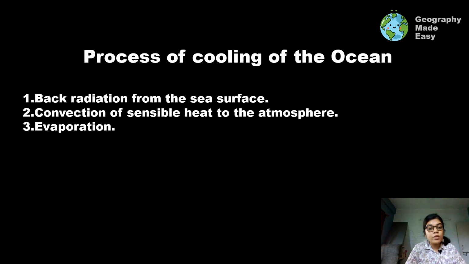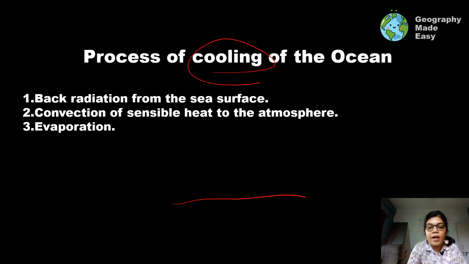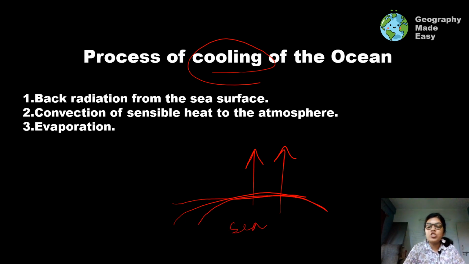Moving on. So what are the processes of cooling? We can see that there are fewer processes of cooling. One is the back radiation. The hot surface of the sea radiates back the heat energy into the atmosphere, and that can lead to cooling. Again we have convection of sensible heat to the atmosphere. In the previous case the sensible heat was being received by the water from the atmosphere. Here it is released into the atmosphere so that the sea can become cooler.